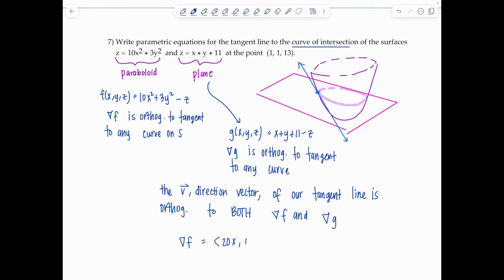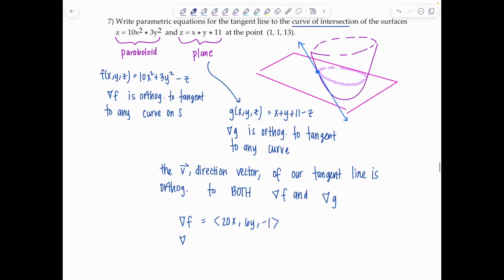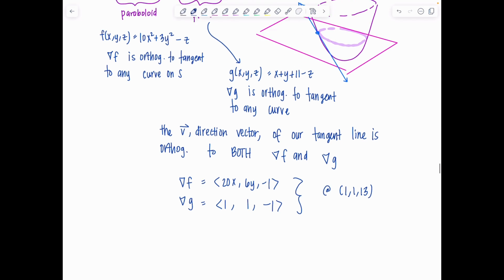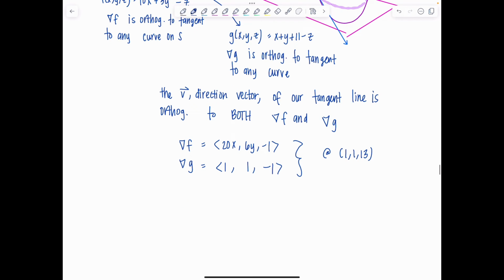20x, 6y minus 1. And then the gradient of g would be 1, 1, negative 1. I need to first, I mean, you could cross them now, but why? I would evaluate them at the point 1, 1, 13. Since g is a plane, the gradient won't change. But now I have 26, negative 1, 1, 1, negative 1.